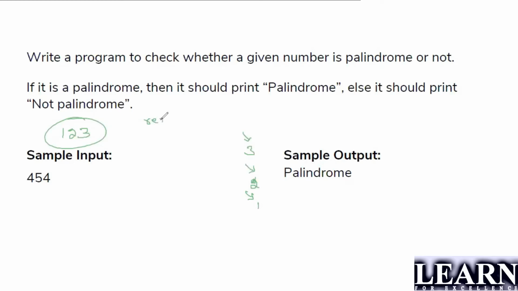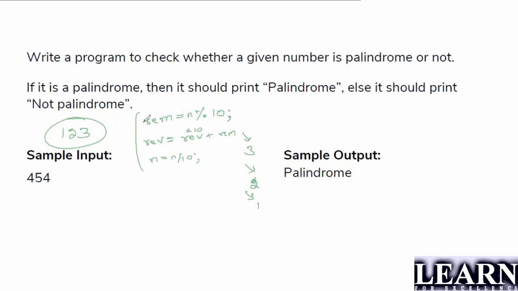First, find the remainder, n modulus 10. After finding the remainder, I will take a reverse number. Reverse equals reverse into 10 plus remainder. Initially, reverse will be 0. 0 into 10 is 0, 0 plus remainder, I'll be taking that. And at last, I'll take n equals n by 10.